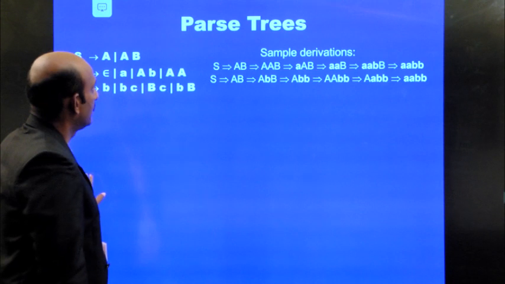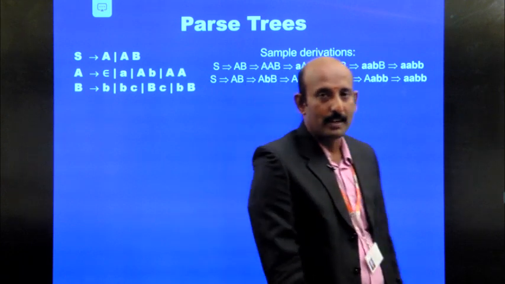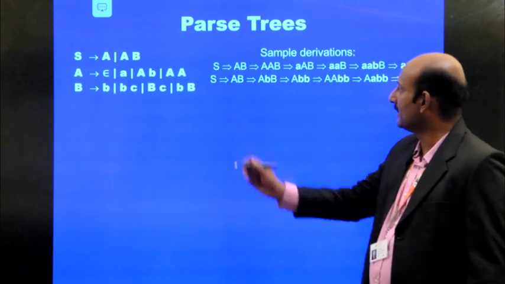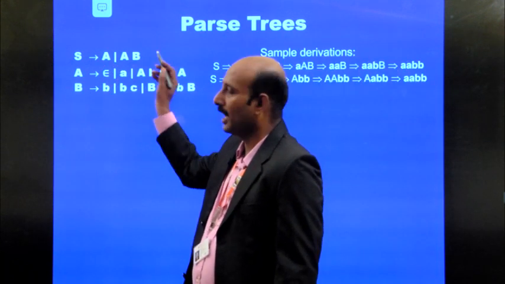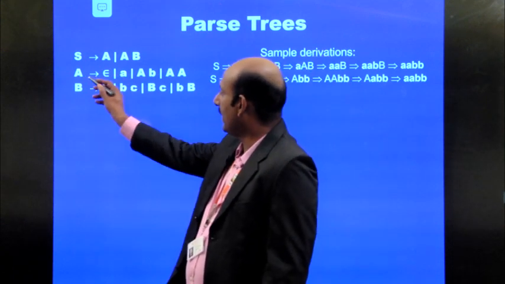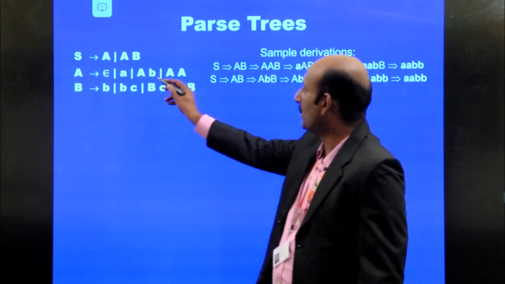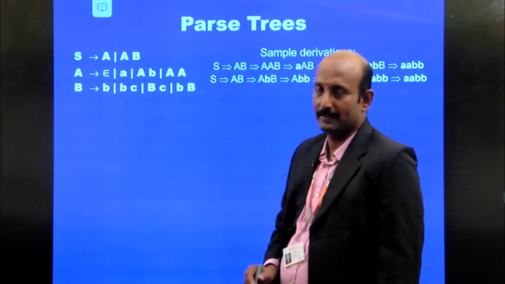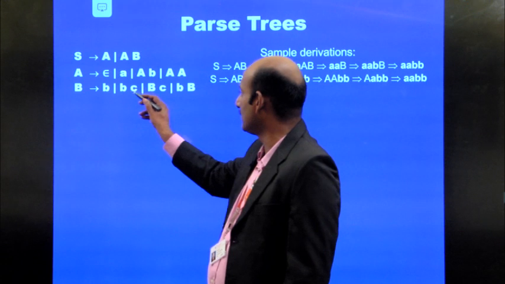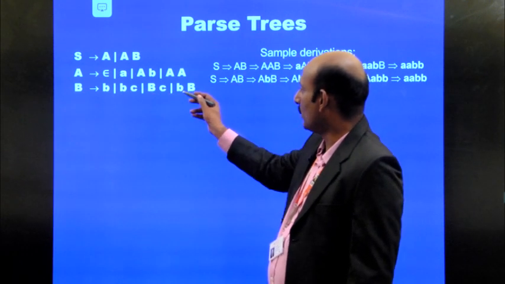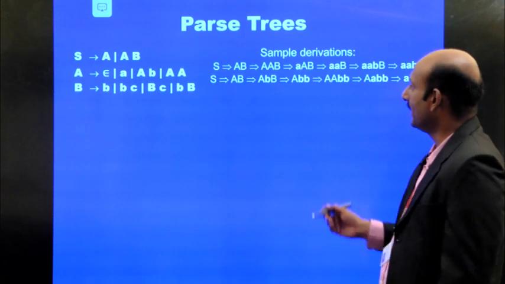Okay, now let's go for the simple parse tree for this derivation. What is the derivation given? S implies AB, where this A implies epsilon, small a, capital A, small b, A, both are capital. And the B productions contain BC, capital B, C, small b, and capital B. So with these productions we can go for constructing the derivations.